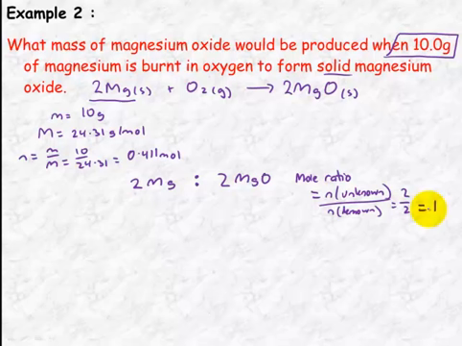Now the one thing I should have done at the start of the question is it's always really important when you're reading a question to write down what you're looking for. It will just keep reminding you what you're going back to. So do this at the start of the question: mass equals question mark.